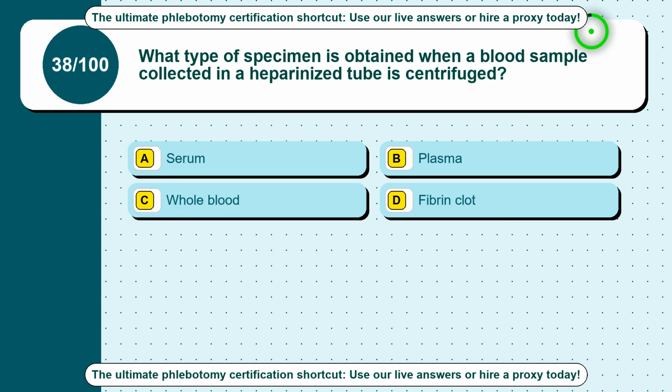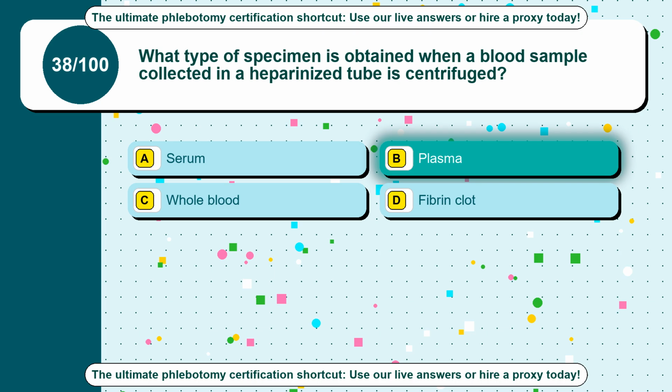Question 38. What type of specimen is obtained when a blood sample collected in a heparinized tube is centrifuged? Option A, serum. Option B, plasma. Option C, whole blood. Option D, fibrin clot. The correct answer is option B, plasma.